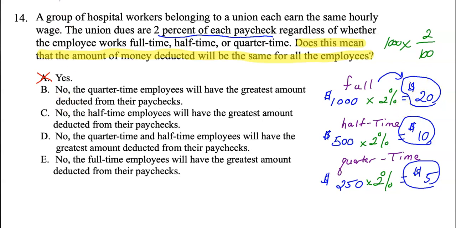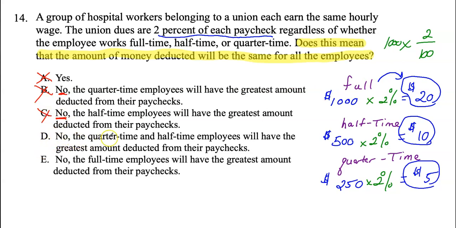And let's go through each answer choice so you're clear. Let's go back to the original question. Does this mean that the amount of money deducted will be the same for all employees? No. Let's go to B first. It says no, the quarter-time employee will have the greatest amount deducted. No, that's wrong. The quarter-time employee has the least amount deducted, so that's gone. What about C? No, the half-time employee will have the greatest amount deducted. No, the half-time employee doesn't have the greatest amount deducted. The full-time employee does. That's gone.